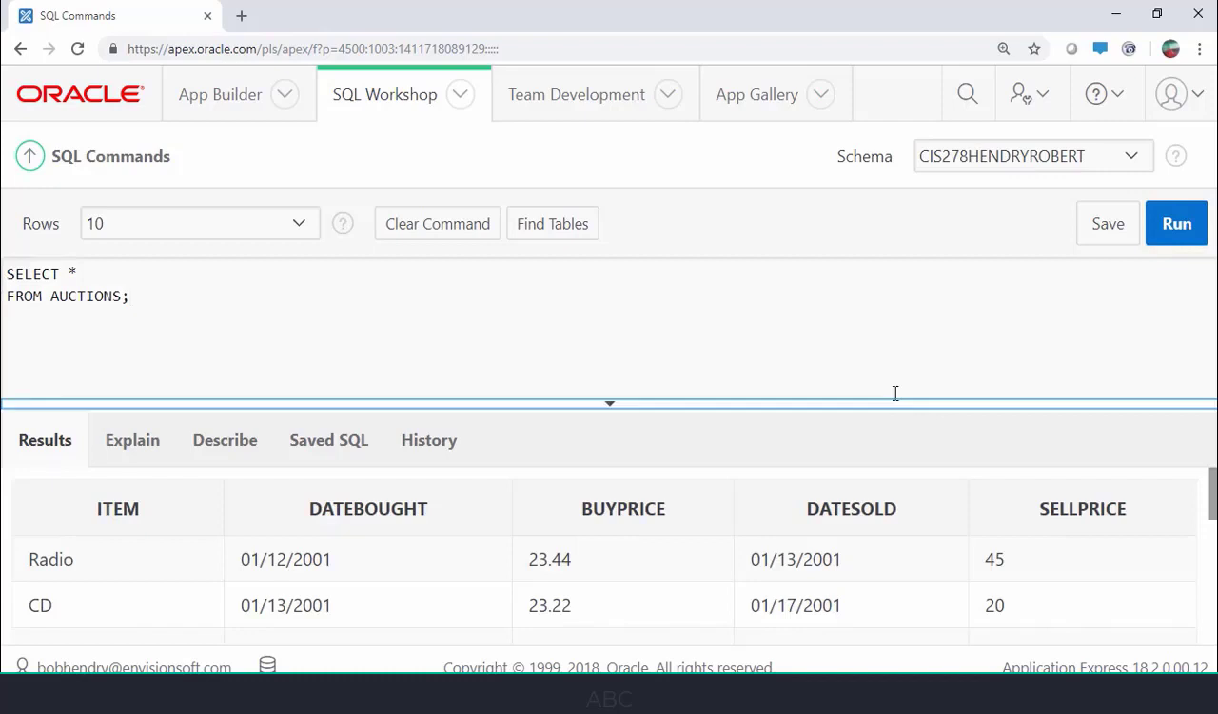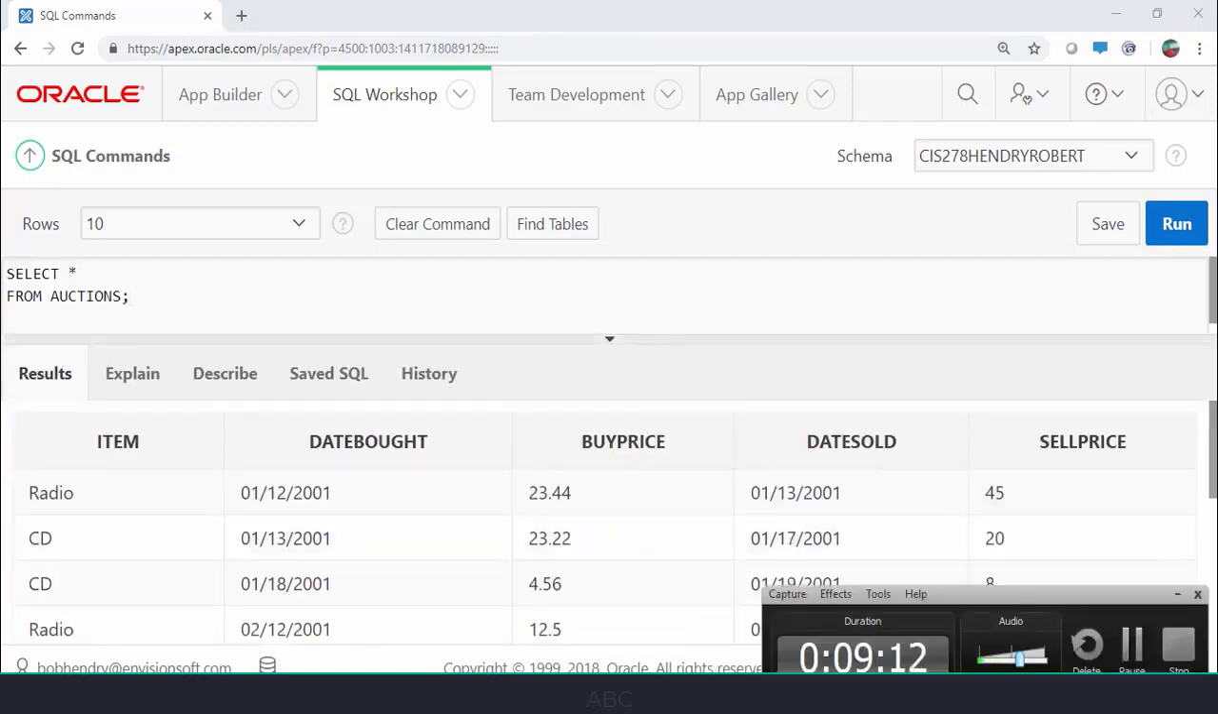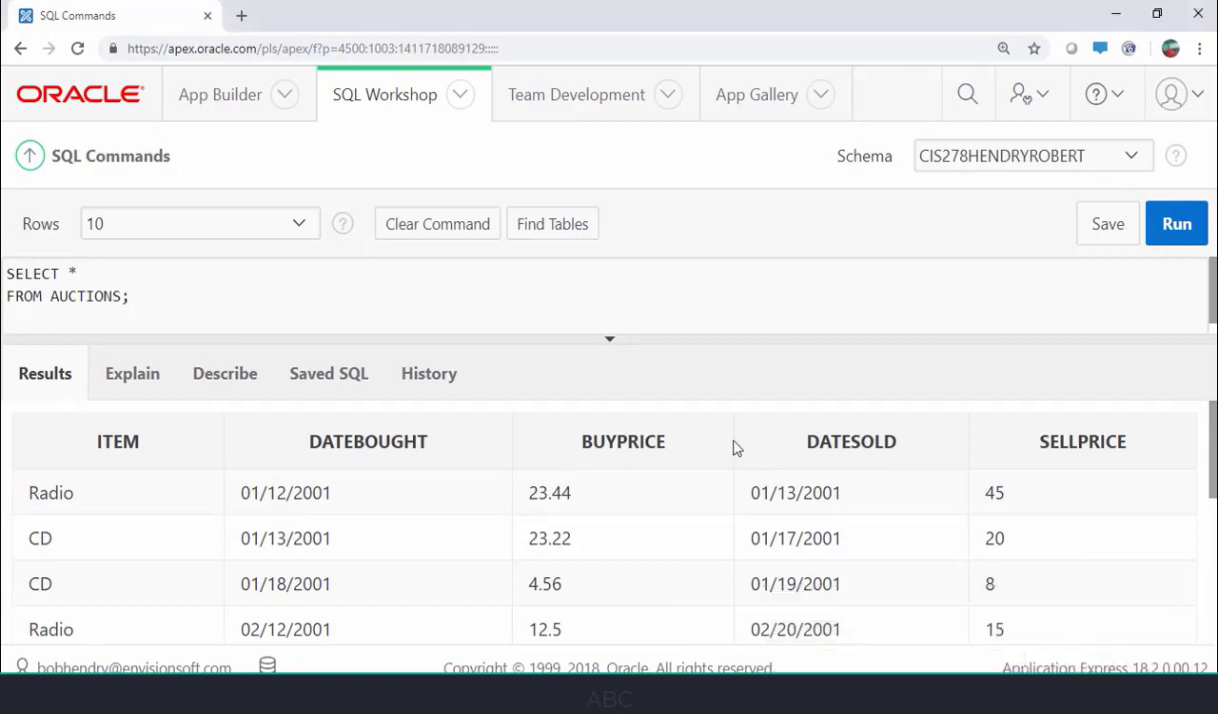And we should get a result set. Just give me a second. I want to make sure I got a good level going, and I do. Pardon me, you weren't supposed to see that. Okay, so we have the item, the date bought, the buy price, the date sold, the sell price.